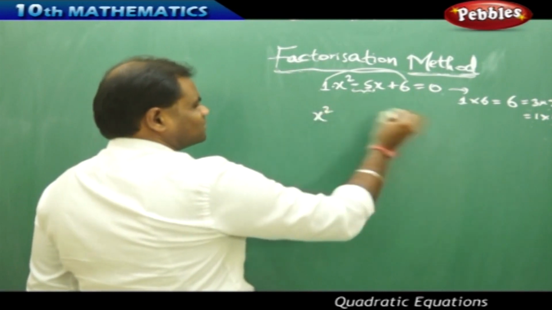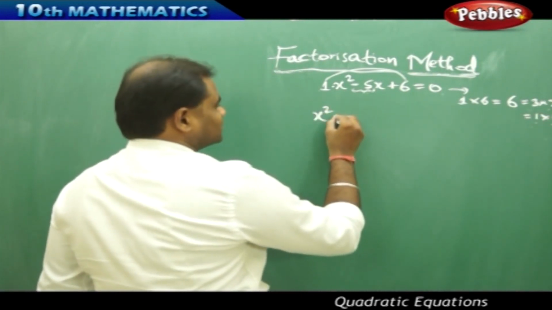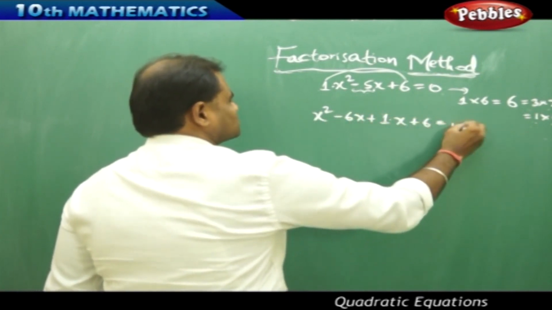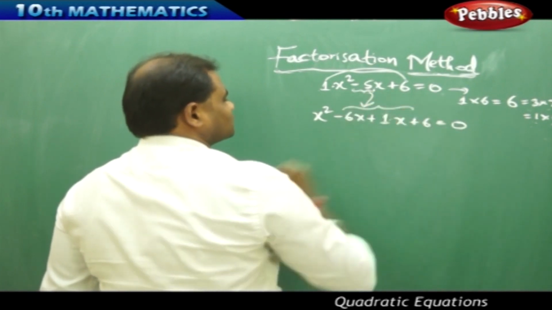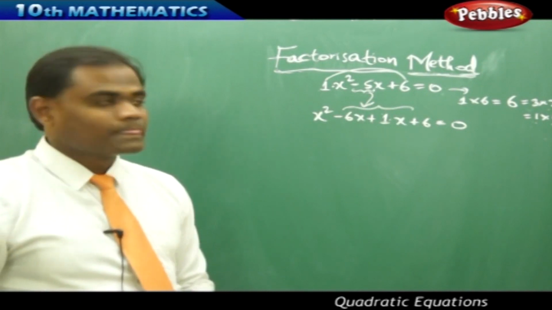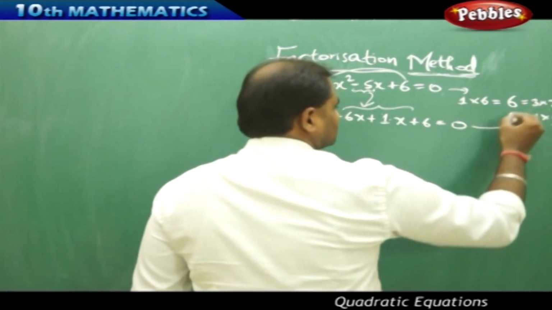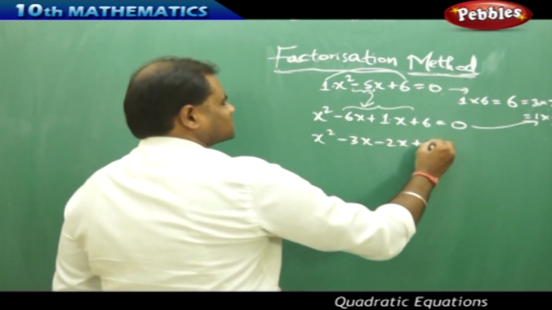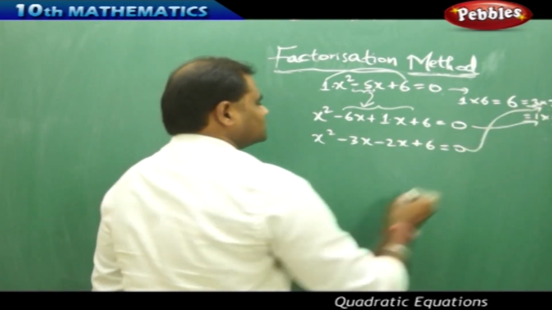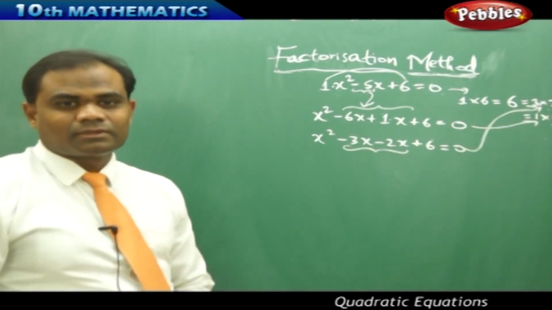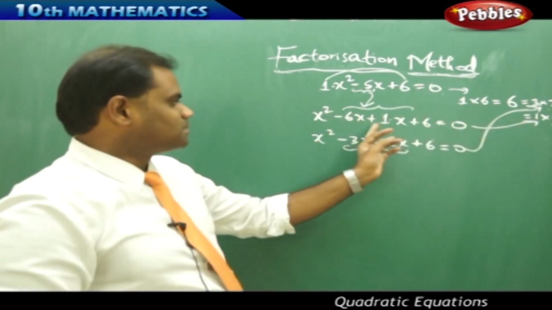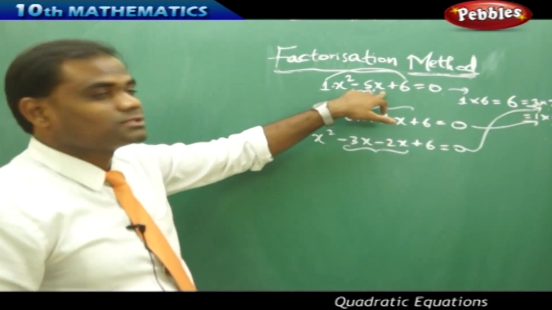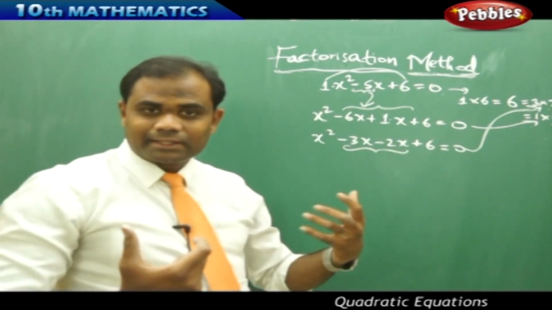Suppose I take 1 and 6, then I can write this as minus 6x plus 1x plus 6 equal to 0, if this is split along the two factors minus 6 and 1. Again, let me take the second factors 3 and 2, where this can be split as minus 3x minus 2x plus 6 equal to 0. So when the factors 6 and 1 are split with minus 6 plus 1, which gives minus 5, and the factors 3 and 2 when split give minus 3 minus 2, which is minus 5, both are equally the same.